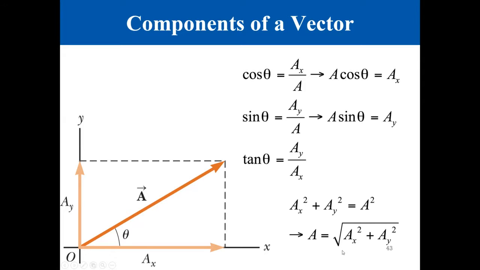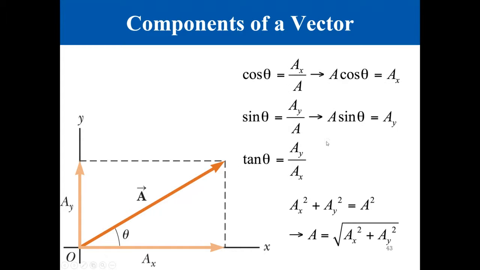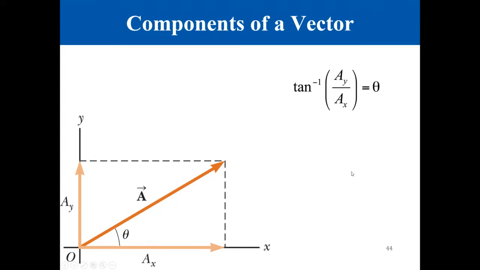The resultant A is equal to square root of AX squared plus AY squared, applying the Pythagorean theorem. And the direction theta is equal to tan inverse AY divided by AX. So this way you can determine the resultant, and also you can determine the direction of the resultant. So whether you have the vector in terms of its components or whether you have it in terms of its full length and direction, either way, you know how to relate them to each other and how to move from one representation to the other.